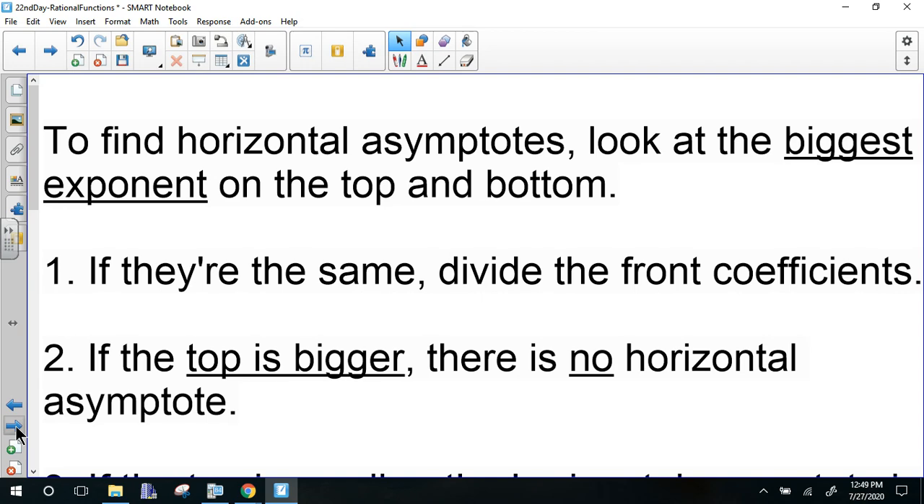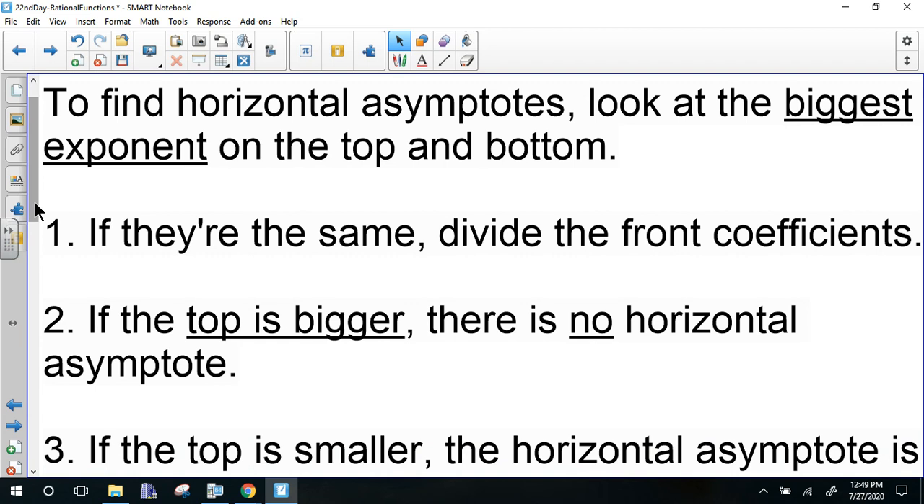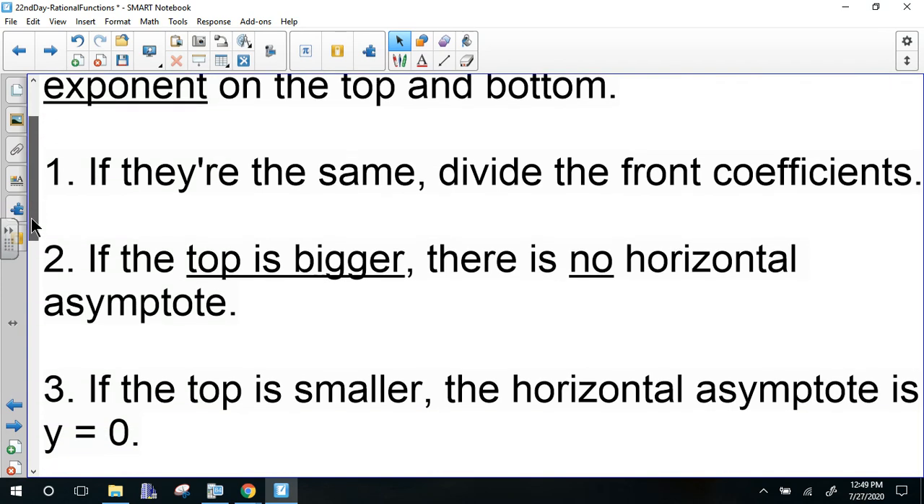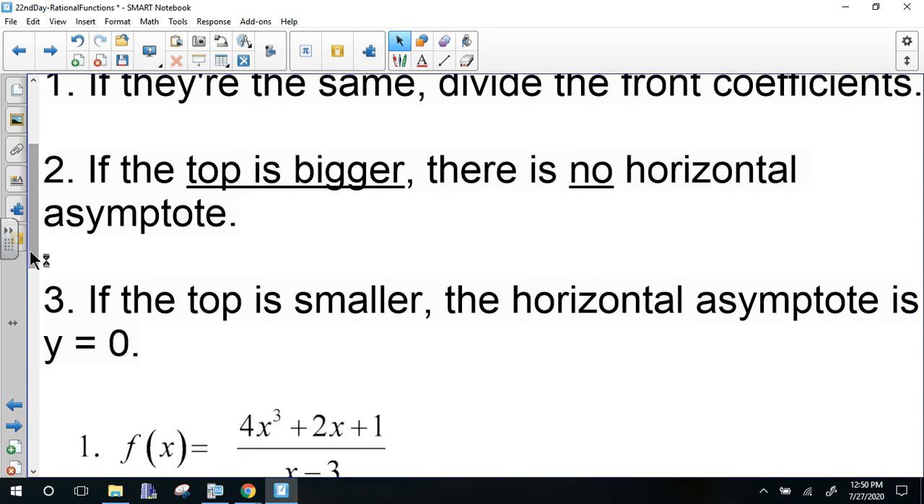To find horizontal asymptotes, we have to look at the exponents. We look at the biggest exponent on the numerator and the biggest exponent in the denominator. If they are the same, we divide the front coefficients. If the numerator is bigger than the denominator, then there's no horizontal asymptote. And if the numerator is smaller than the denominator, the horizontal asymptote is y equals 0. So there's only 3 situations. I'm going to run through an example on each one of them.